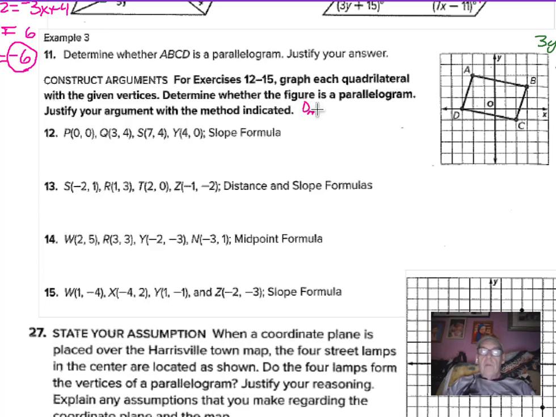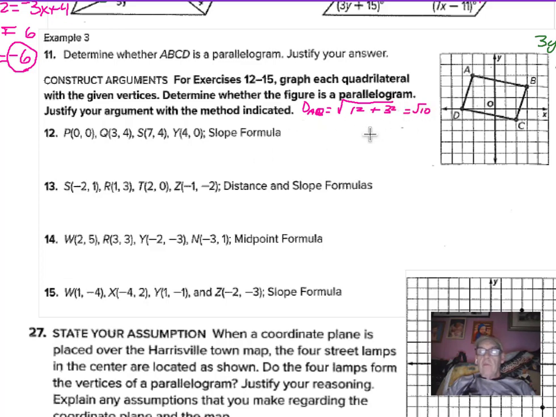So the distance from A to B is going to be the difference of the x's squared plus the difference of the y's squared, and we take the square root. So from A to D, rather, we're doing AD first. A to D, this distance is going to be the difference of the x's, which is 1, squared, plus the difference of the y's, which is 3, squared. So this is square root of 10.